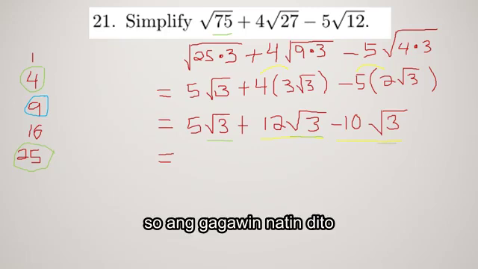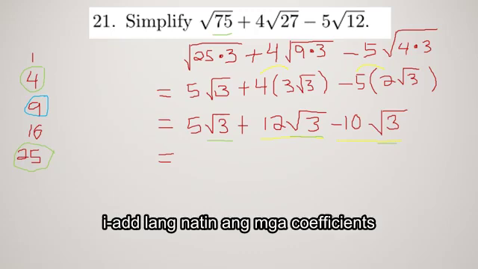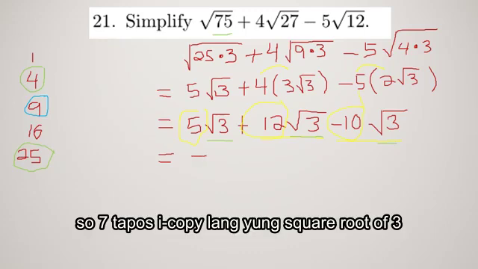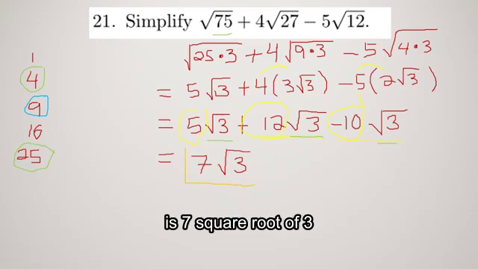So, ang gagawin natin dito, i-add lang natin yung mga coefficients. So, i-add yung 5 plus 12 is 17. Minus 10 is 7. So, 7. Tapos, i-copy lang yung square root of 3. So, the final answer is 7 square root of 3.